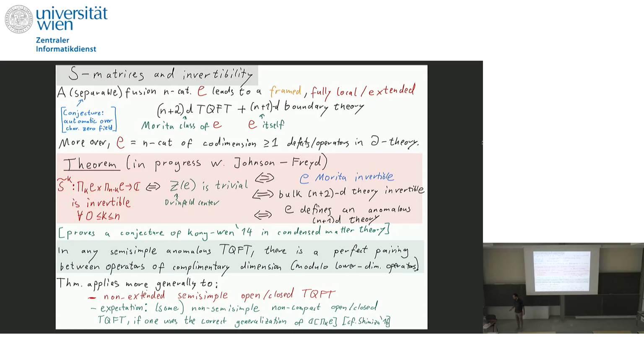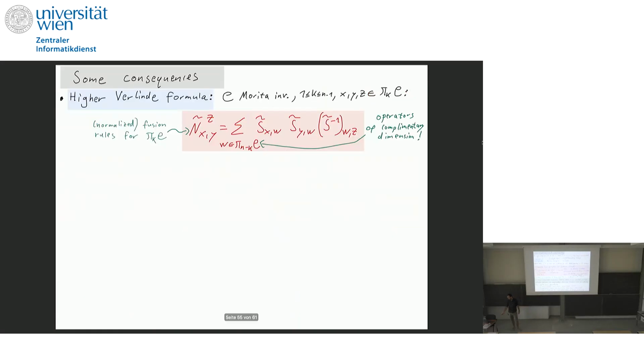Okay, so let me wrap up with some consequences. First, for example, you get things you would see from modular categories. You get a higher Verlinde formula, for example. So if I have objects in pi k of c, I can compute the fusion rules on pi k of c. I was saying that pi k of c is a fusion ring. There's a normalized fusion rule for these, and this is computed in this way. So if you're familiar with the Verlinde formula, you will recognize this. If not, you can ignore that part.